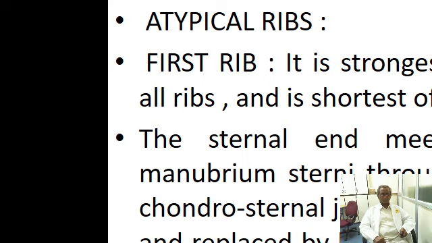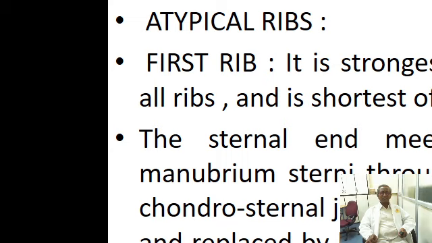The sternal end meets the widest part of the manubrium sterni through its cartilage at the first chondrosternal joint, which is primarily cartilage and replaced by bone usually after 25 years. So this first rib joins the manubrium sterni at a cartilaginous joint, which will be replaced later after 25 years by bone. Hence the first rib does not usually move in quiet respiration.